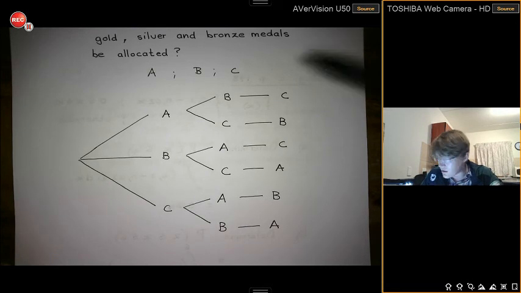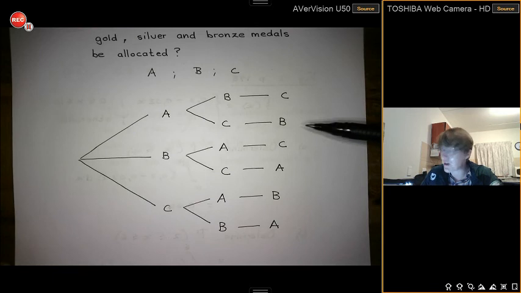Then you can imagine that this tree diagram is going to be insane to draw. You're not going to be able to draw that tree diagram. It's just going to be way, way, way too much.